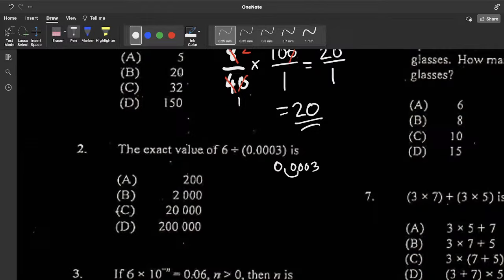So I could move this 1, 2, 3, 4 times. And if I move this 4 times, I have to do the same thing for the 6. So if I have a 6 here, I have to go 1, 2, 3, 4 times as well. And then I will replace this with 0. So we have a 0 here, 0 here, 0 here, and 0 here. So altogether we have 60,000 divided by 3. That will give us 20,000.